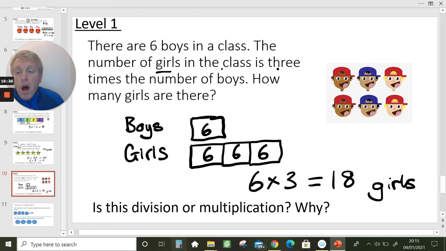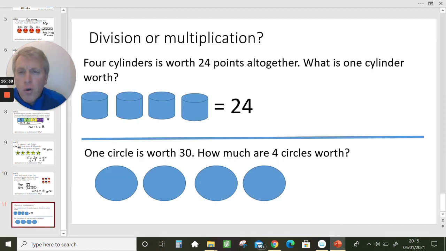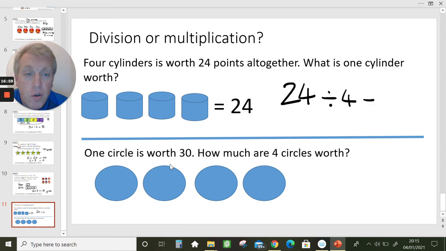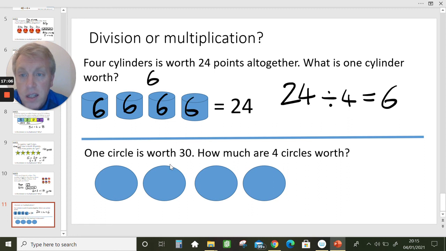So, we'll do our last one now. 4 cylinders is worth 24 points altogether. Well, we know the whole, so it must be that 24 points is the whole number of points, divided by 4 is 6. Each of the cylinders is worth 6. 1 cylinder is worth 6 points.